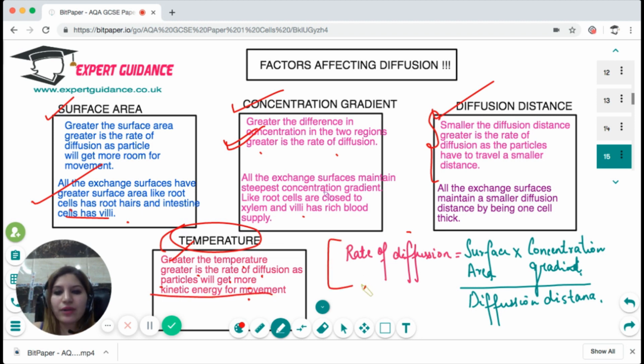So to summarize, I can say that the rate of diffusion is surface area times the concentration gradient divided by the diffusion distance. And you need to remember that because if any question on adaptation for diffusion comes in, you need to talk about all these four factors: how that particular surface is maintaining a higher surface area, greater concentration gradient, smaller diffusion distance, and temperature.